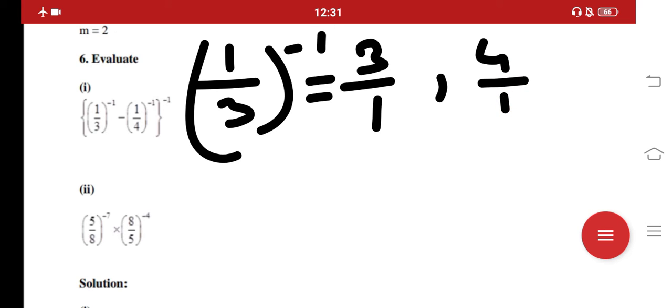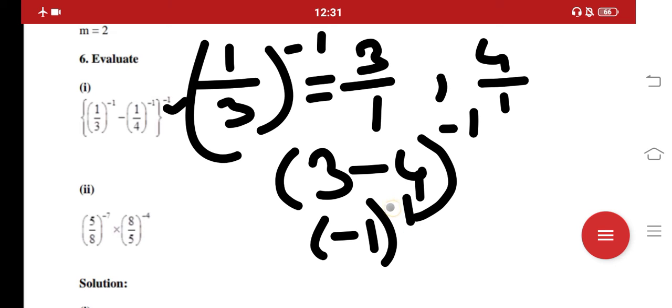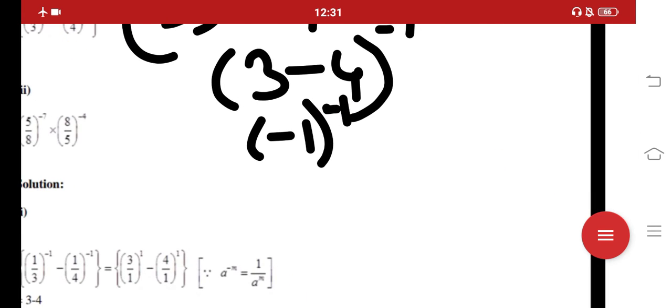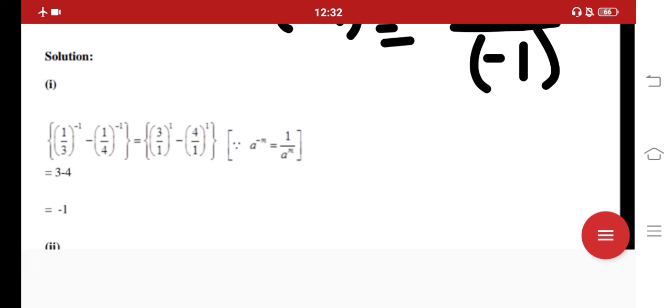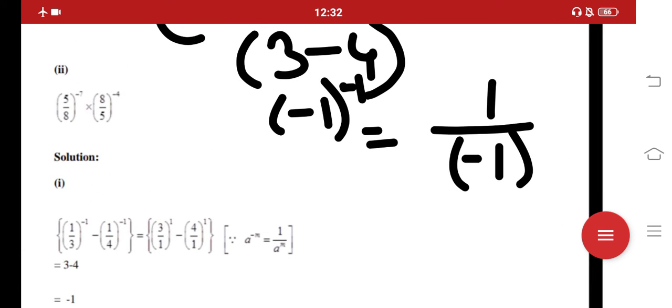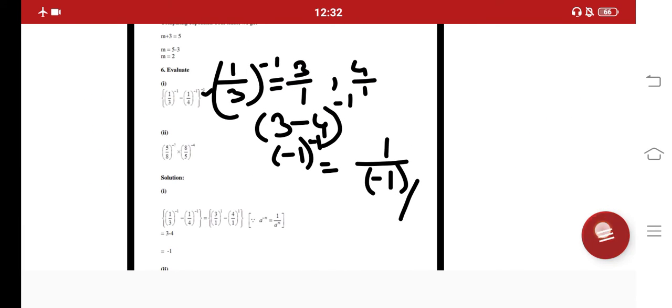Now after the reciprocal, in the bracket we are having 3 minus 4, to the power minus 1. Now 3 minus 4 will give us minus 1, to the power minus 1. Now again we are having a negative power, so we will do 1 upon minus 1. This will be our answer. At last we are having 1 upon minus 1, because we have to reciprocate it. So this is our question number 6, and the same way you can do question number 2.